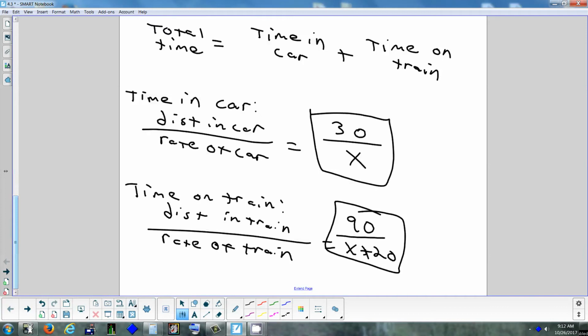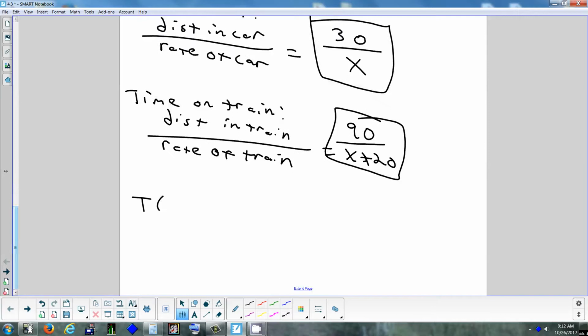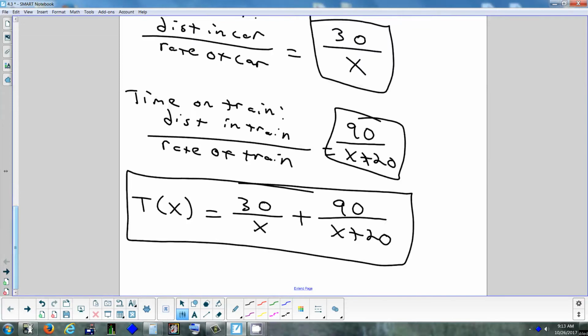So there's your time you spend on the train. And now we'll just add the two together. So the total trip time is going to be 30 over x plus 90 over x plus 20. That's how long it'll take her to do her trip. Okay, and we're going to come back to this formula. We're going to use it for a few things. Eventually, we're going to combine it into one fraction with a common denominator. But for now, we can just leave it like that.